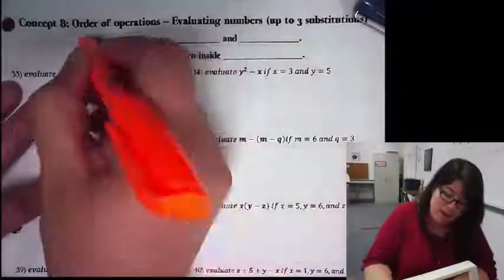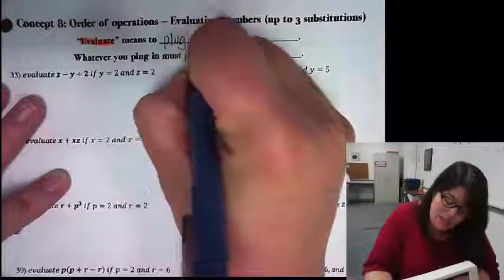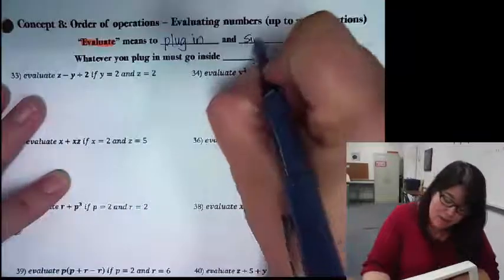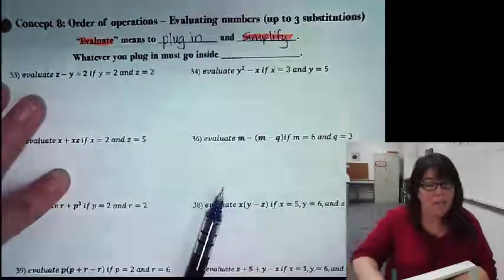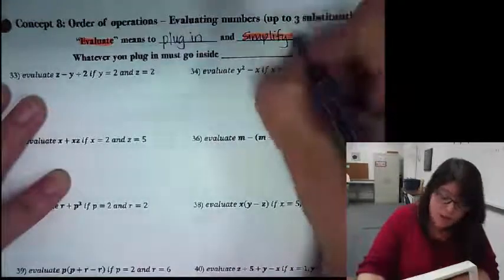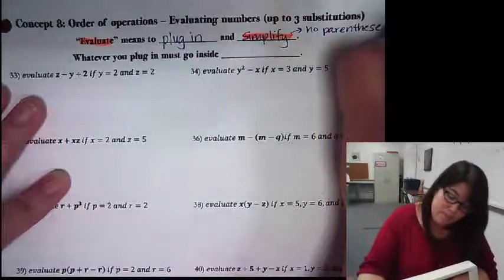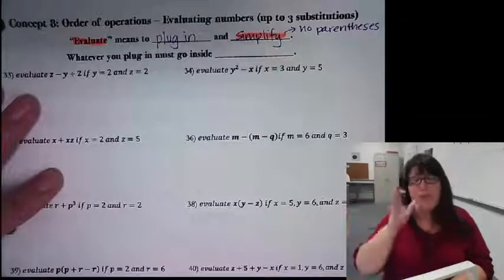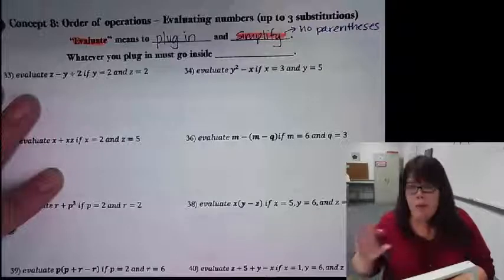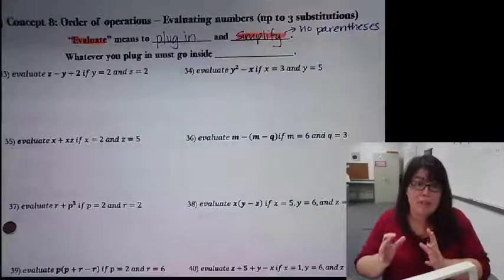When we talk about evaluating something, when the directions tell you to evaluate, what they want you to do means to plug something in and then simplify. And simplify, another important math vocabulary word, for now just means no parentheses. Simplify will mean more later as you move on with your math career, but for right now, that's what I want you to focus on. Simplify means work it until you don't have any more parentheses and you're as simple as you can. Do everything that you can.